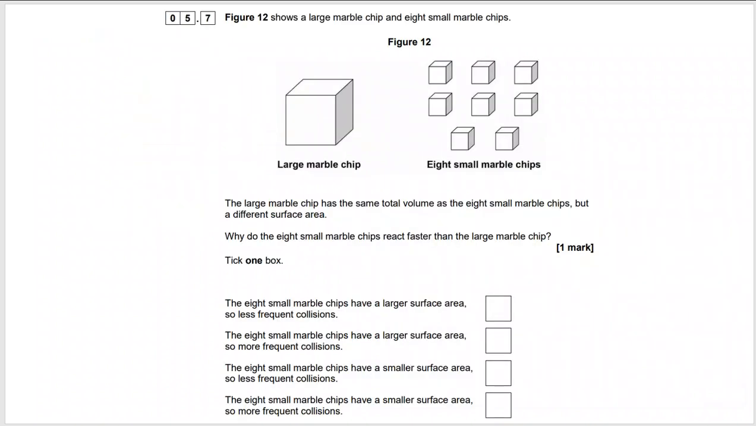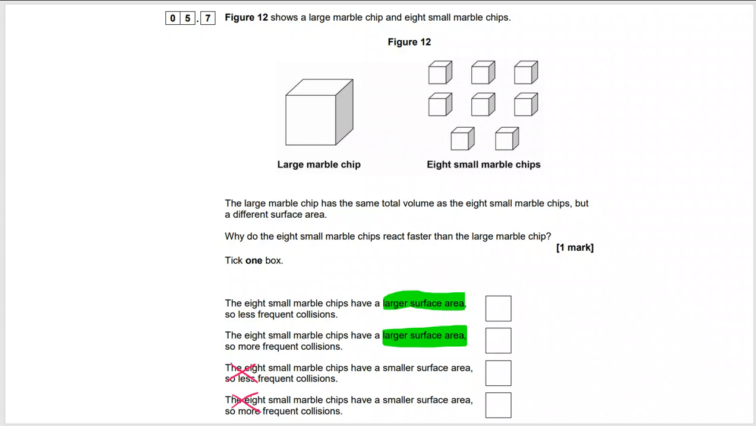And on to 5.7, we've got here a large marble chip, 8 small marble chips. The large marble chip has the same volume as 8 small marble chips, but a different surface area. Why do the 8 small marble chips react faster than the large marble chip? Well, in part it's because they have a larger surface area. We've added exposed surface that can then collide with other reactants and react. So increasing surface area increases rate of reaction.